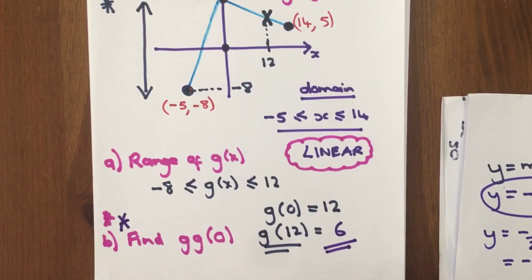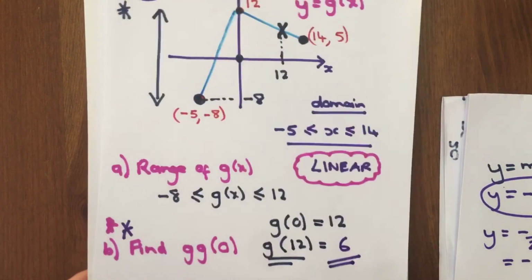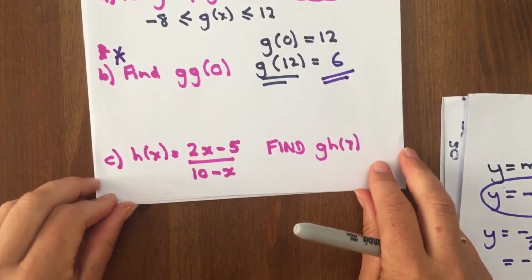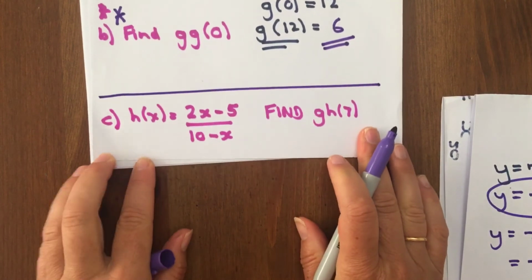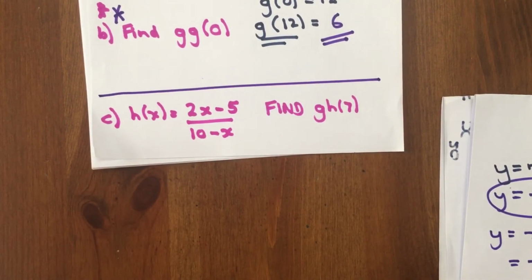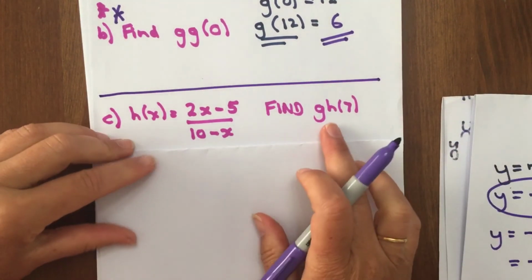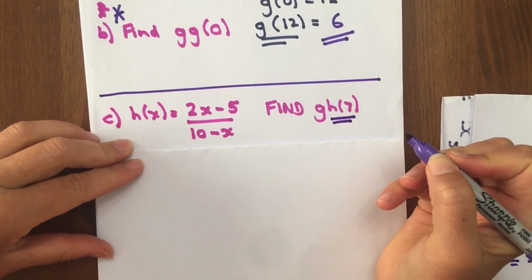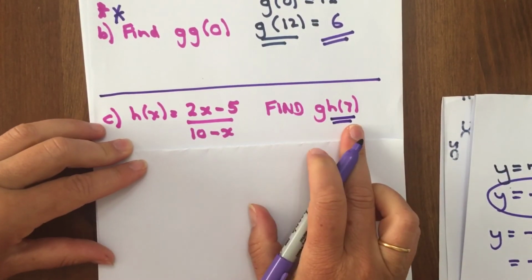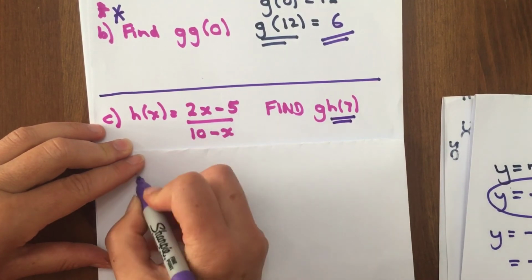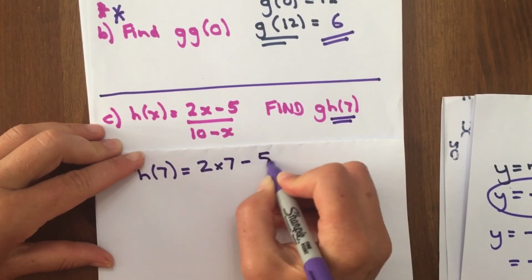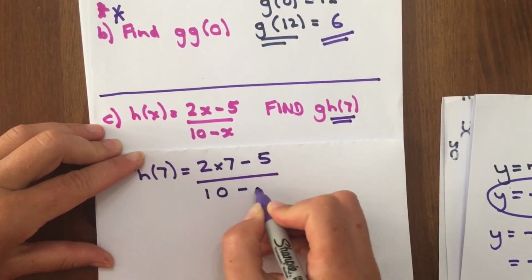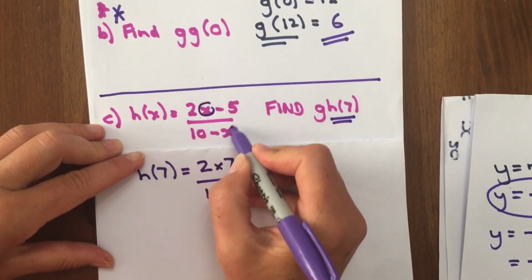Okay, part C, the last part to this question. You're now given a new function h of x, and you're asked to find g on h of x. So let's first of all find out what h of 7 is. To find out what h of 7 is, I'm going to put 7 in place of x. So 2 times 7 minus 5 over 10 minus 7. So I'm replacing the x with the 7.